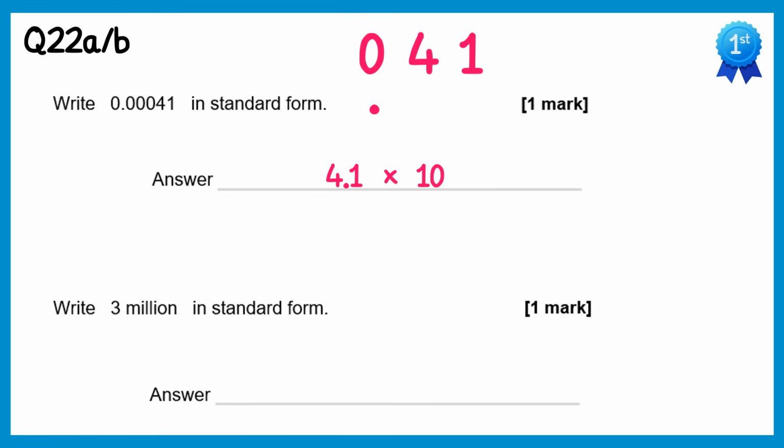Divide it by 10 a second time, a third time, and then a fourth time, and we'd end up with our number. So since we divided it by 10 4 times, we need a negative power in the power of 10 in the standard form, so it would be times 10 to the power negative 4.